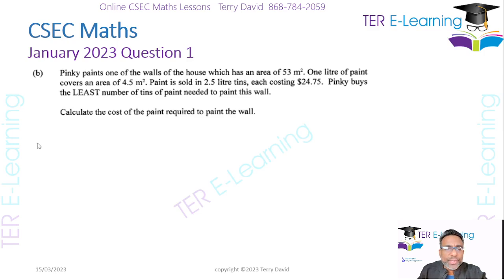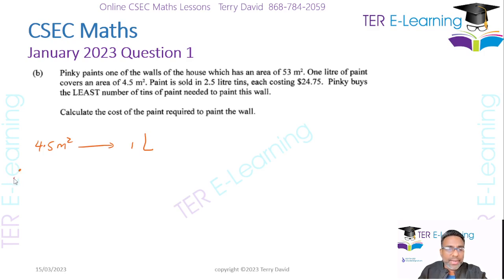Alright, so this is what we know. We know that 1 liter paints 4.5 meters squared. So we need to figure out how many liters of paint she's going to use. So 4.5 meters squared requires 1 liter. That's what they told us. 1 liter will allow us to paint 4.5 meters squared.